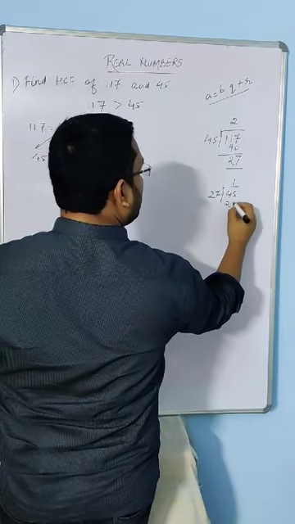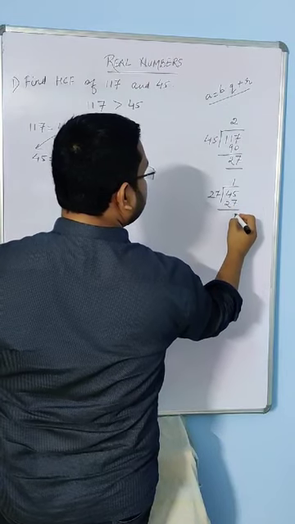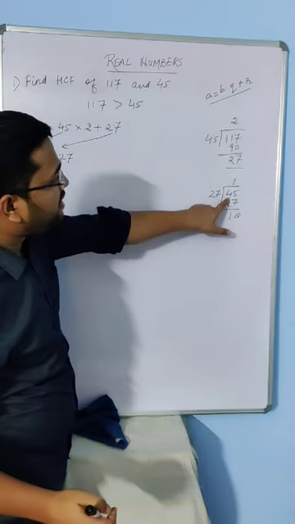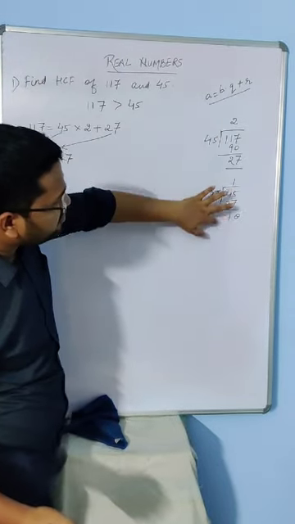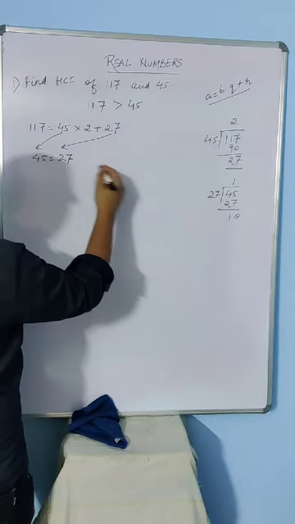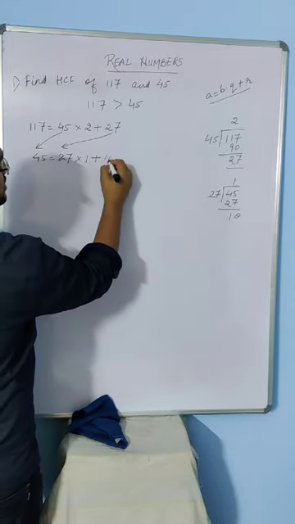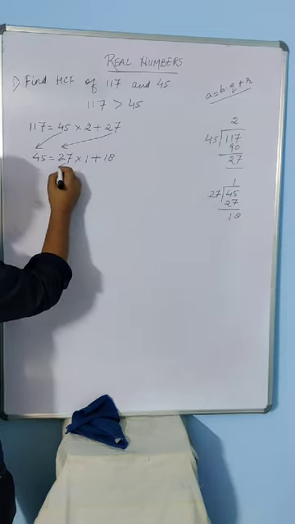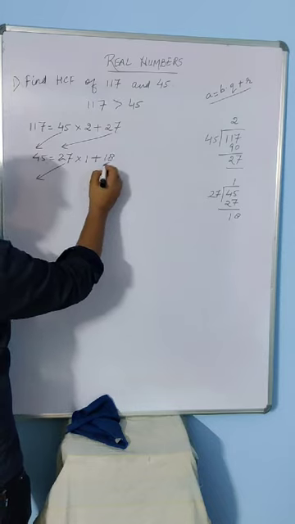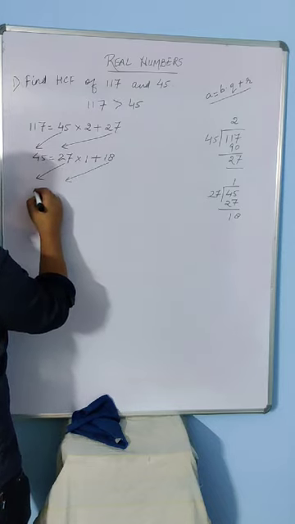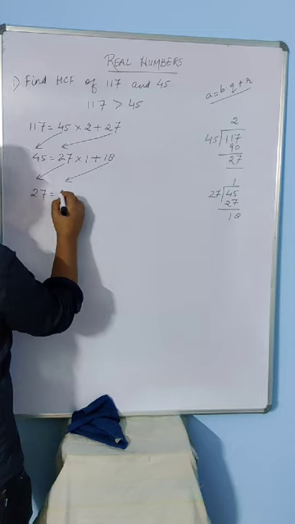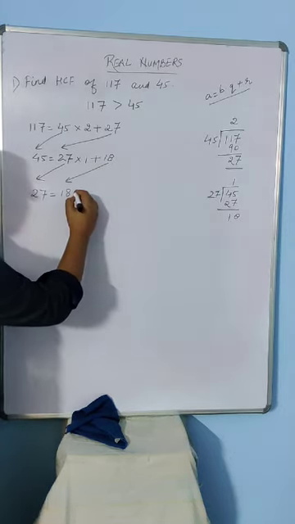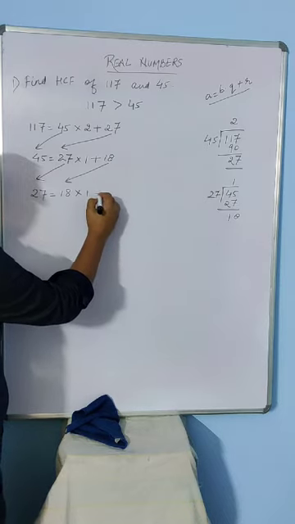So now 1 time 27 is 27, leaving 18. So now again, dividend is equal to divisor into quotient plus remainder. So dividend is equal to divisor into quotient, which is 1, plus remainder, which is 18. Now again the divisor of this step will become the dividend for the next, and the remainder will become the divisor for the next. That is, 27 divided by 18. So when I divide 27 by 18, it goes 1 time and the remainder is 9.